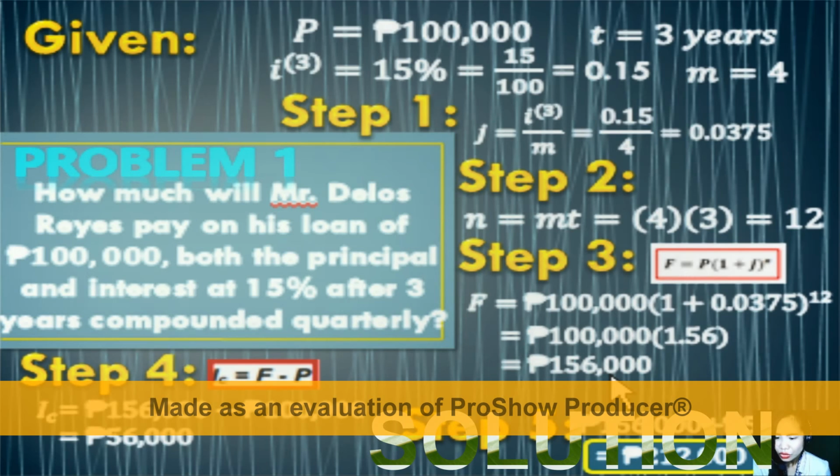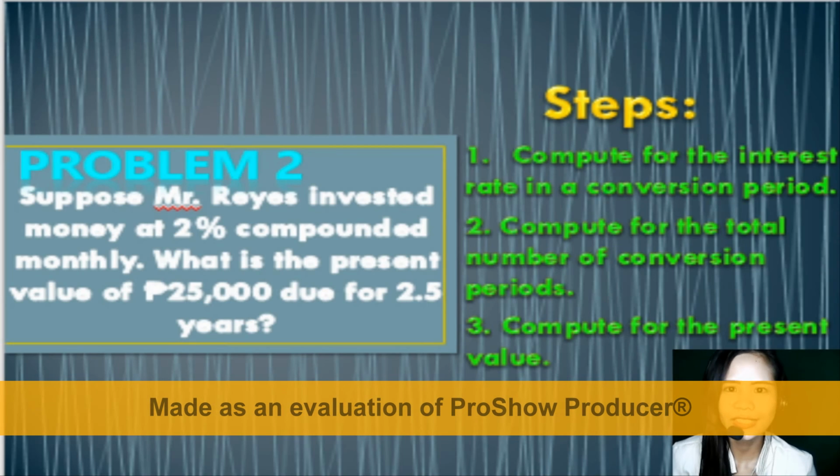156,000 pesos. But since you want to know your interest here, so you have 156,000 pesos minus your 100,000 pesos as your present value. Your interest is now 56,000 pesos. So let's now consider the second problem.